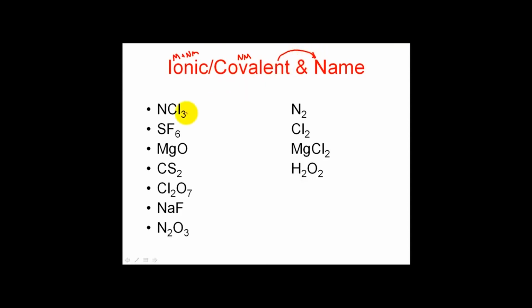All right, so NCl3, that's a non-metal and a non-metal. So therefore it's a covalent compound. Covalent compounds require prefixes. This is going to be nitrogen, trichloride. I apologize if you can't read that. That's nitrogen trichloride. Here I have sulfur and fluorine.